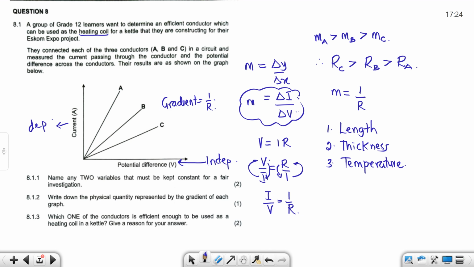Write down the physical quantity represented by the gradient. I think we are done. What is the physical quantity represented by the gradient? It's the reciprocal. We did that already. Of the resistance. We said it's 1 over R. So the examiner wants to apply your knowledge of maths.